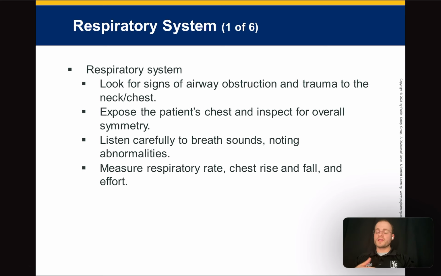So the respiratory system, you're going to look for airway obstruction, trauma to the chest, neck, okay? Expose the patient's chest to inspect for overall symmetry and work of breathing, retractions, subcostal, intercostal retractions, okay? Abdominal breathing, right? Listen carefully to breath sounds, noting the abnormalities. Again, I talked about this in the respiratory chapter, but we listen right to left, okay? You can listen in the axillaries too. That's one of my favorite places. And we listen right to left, left to right. Okay, we don't listen on the right side the whole way down and then listen to the left side the whole way down, right? You compare one side to the other all the way down. And so we're going to look for abnormalities in our auscultation, in our exam, and you're going to measure the respiratory rate, okay?